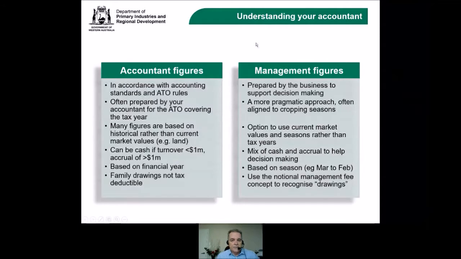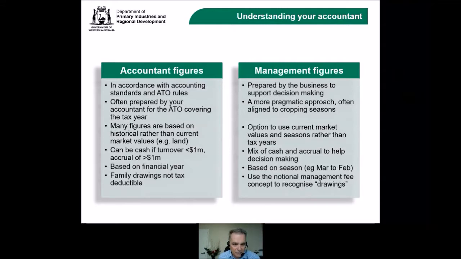So the key thing to understand is your accountant is preparing figures to keep regulators happy, the tax office, ASIC, whoever. Whereas your management figures that we've been talking about, especially in webinar 1, in terms of preparing your profit and loss, your balance sheet and your cash flow, are more about management decisions. So given that they're for two different purposes, they're going to be different in terms of the numbers that are presented.